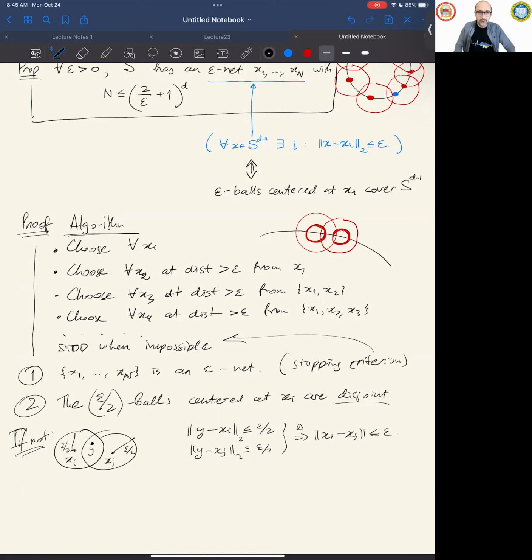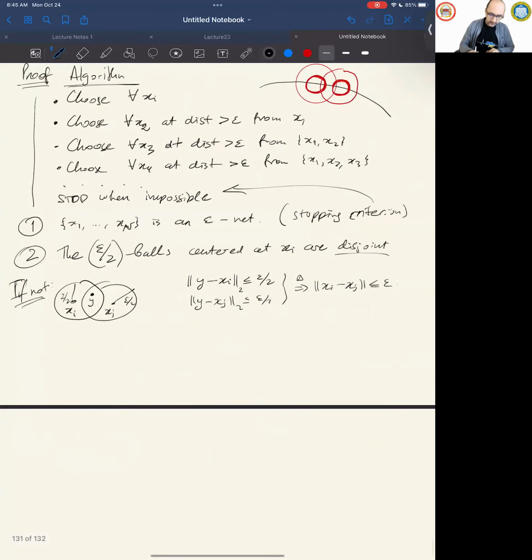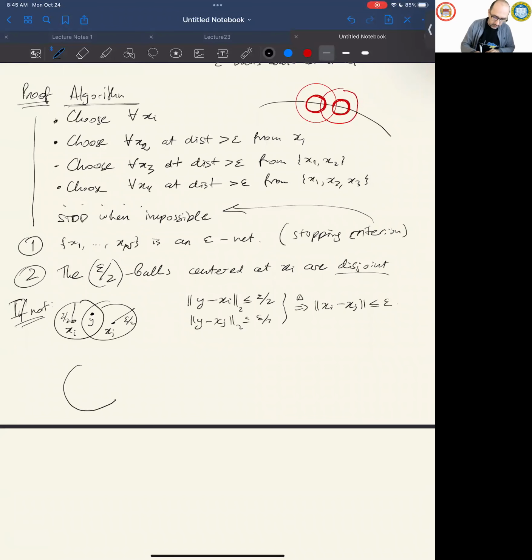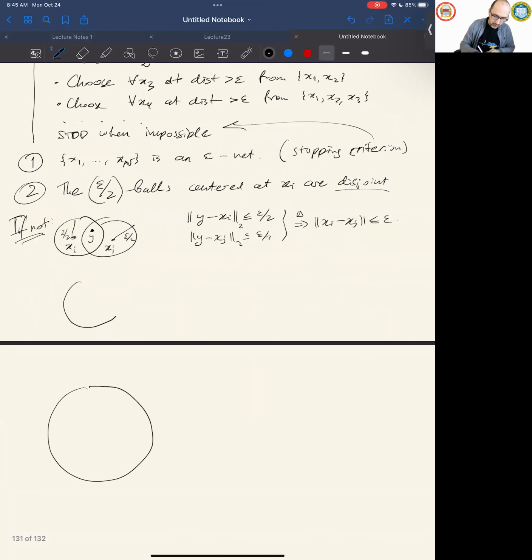So all these points are epsilon separated by construction. Good? Guys, you're with me? Everything is good? Cool. Okay. So by construction, the points are epsilon separated, and because of that, the epsilon over 2 balls are disjoint. And so the picture now looks like this.